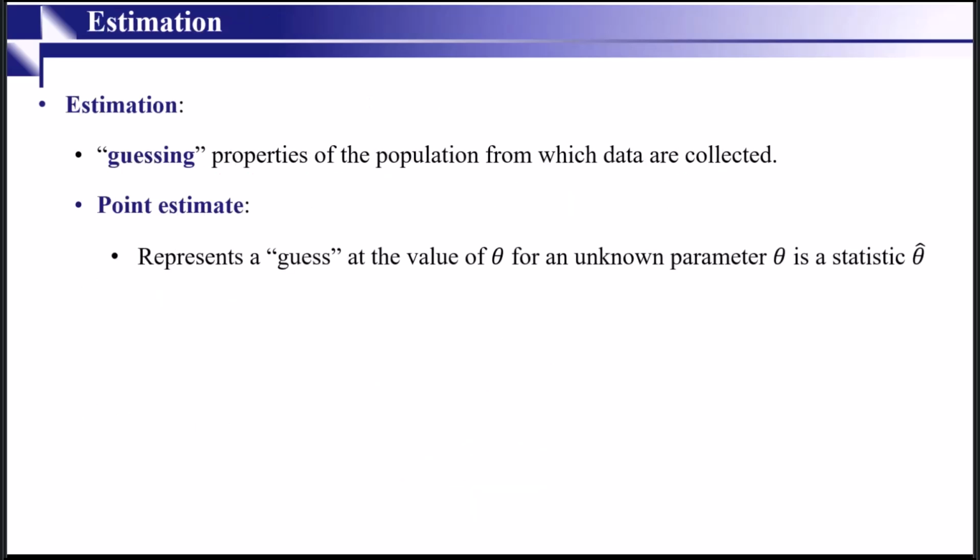Estimation is all about guessing the properties of a population based on collected data. A point estimate, in particular, represents our best guess at the value of an unknown parameter. Since this estimate is a statistic derived from the sample, it's a crucial tool in inferential statistics. Let's see how this works with some examples.